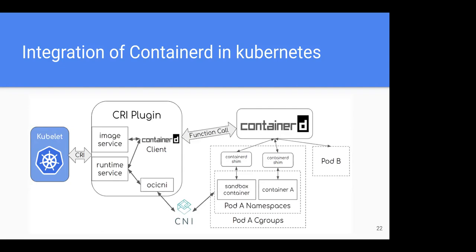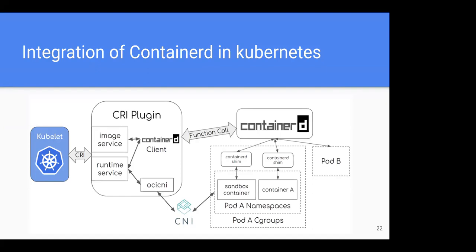So let's take the example of the creation of a one-container pod to demonstrate the way the CRI is working. So the first step, Kubelet calls the CRI plugin via the CRI runtime service API in order to create a pod A. The second part, the runtime service API calls the CNI, this green box, to create the pod A network namespace and cgroups. The third part, the runtime service API calls the Containerd client, as you see in this CRI plugin box, that will request the Containerd daemon to create a sandbox container in the pod A namespace with the Containerd shim plugin.